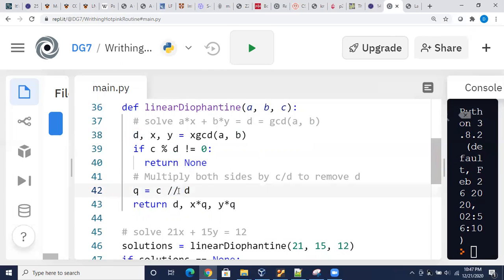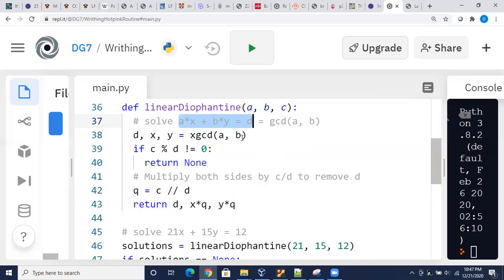In Python 3, double slash means integer division. So you get your quotient. You multiply your solution x by the quotient and y by the quotient, meaning you're simulating as if you're multiplying this equation on both sides by c by d. Then this equation is solved, because on the right hand side you will get c. All right, that's basically it.